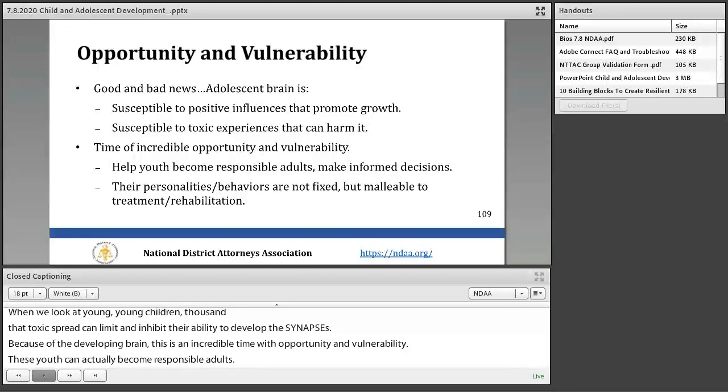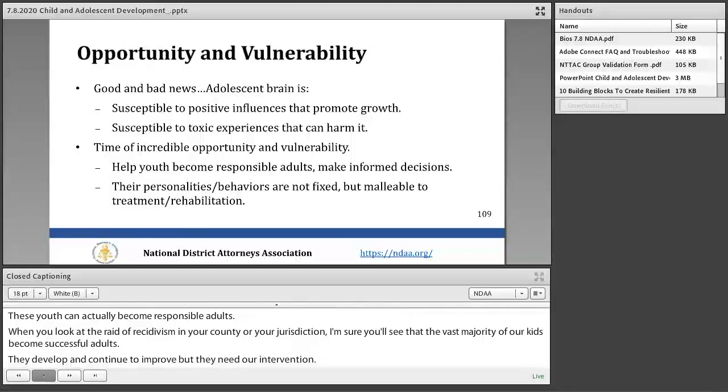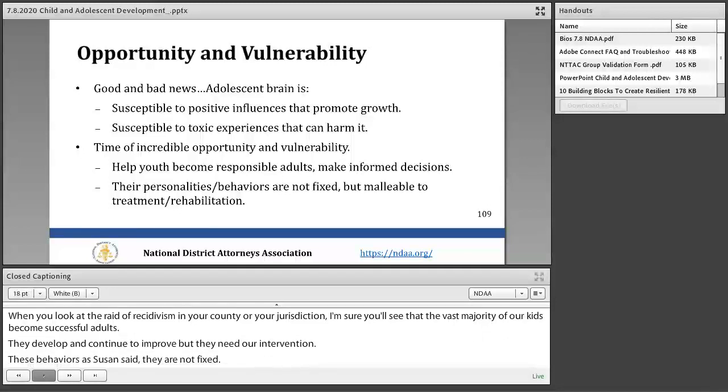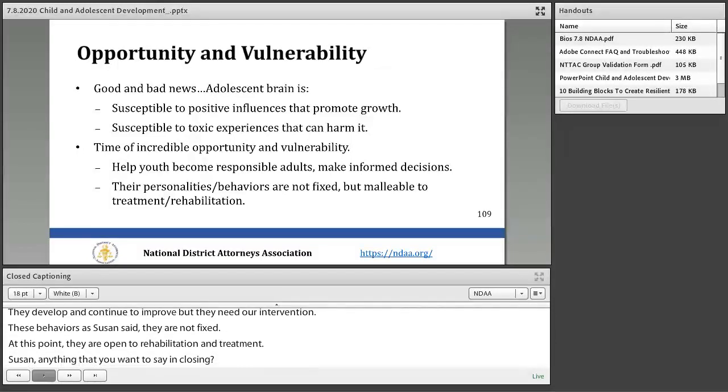When you look at the rate of recidivism in your county or your jurisdiction, I'm sure you'll see that the vast majority of our kids become successful adults. They really develop and continue to improve, but they need our intervention. These behaviors, as Susan was saying, the behavior's not fixed. At this point, they are most open to rehabilitation and treatment.